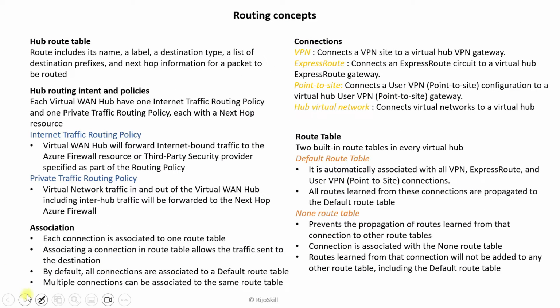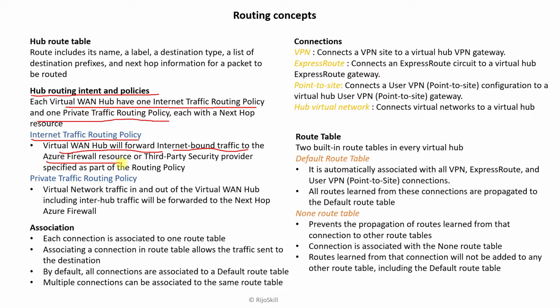So here you can see the hub routing, internet and private policy. Each virtual WAN hub has one internet traffic routing policy and one private traffic routing policy, each with a next hop resource. There is one traffic routing policy for each hub routing policy. So the first one, the internet traffic routing policy, means the virtual WAN hub will forward your internet-bound traffic to the Azure Firewall.